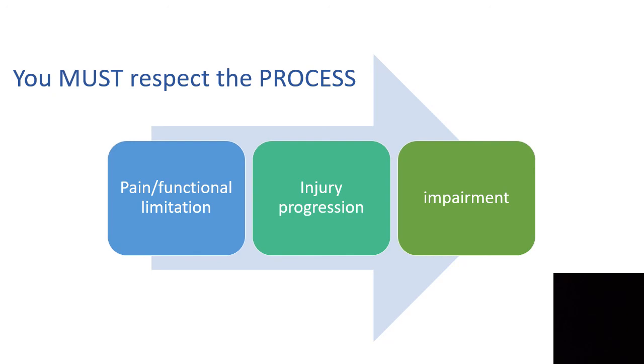Functional limitations can be treated usually over the course of 4 to 8 weeks of acute care, and then we start to phase into more active performance care, as opposed to impairment, which usually carries with it some form of an irreducible block and permanent impairment.